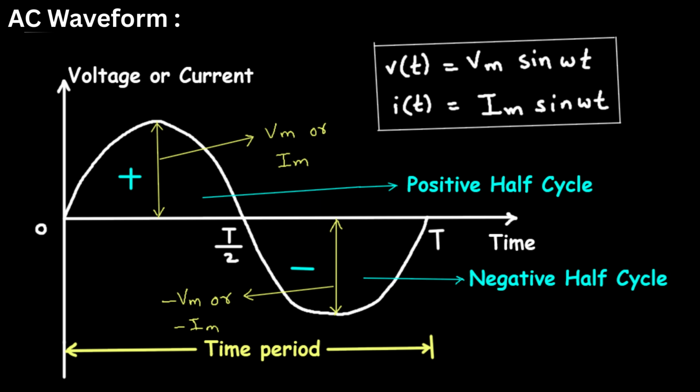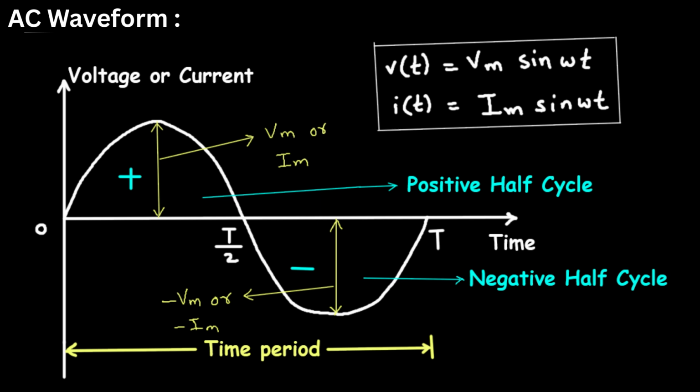At this exact moment, the waveform has completed one full, beautiful, symmetrical cycle. It has gone through one complete positive half cycle and one complete negative half cycle. This total duration, the time it takes for the wave to complete one full cycle before it starts repeating itself, is called the time period, represented by the capital letter T. This process happens incredibly fast.